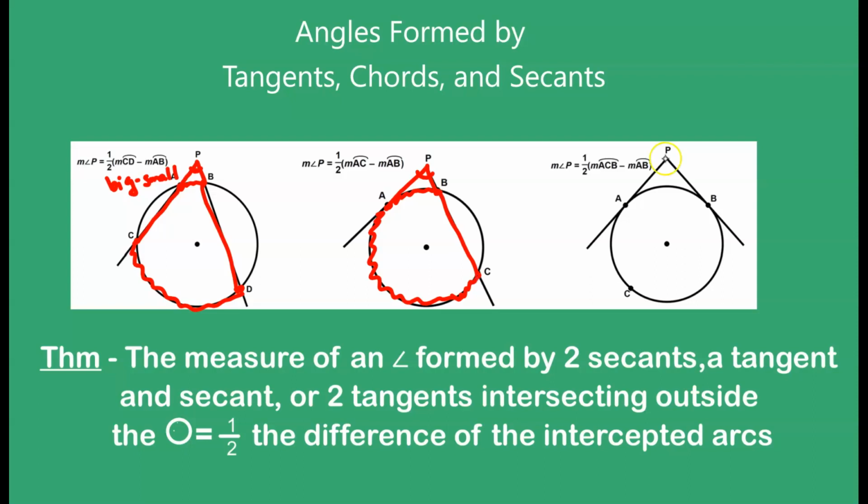If I have two tangents, angle P, if I trace out, it touches the circle at A and at B. So I have small arc AB and big arc AB, which we're going to call ACB.